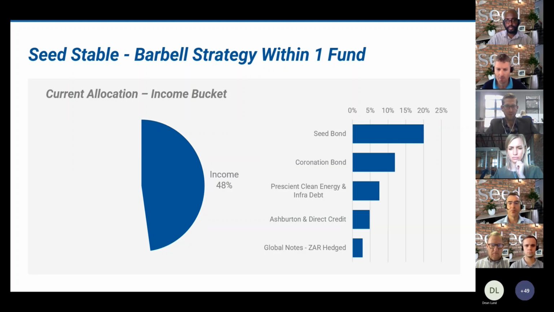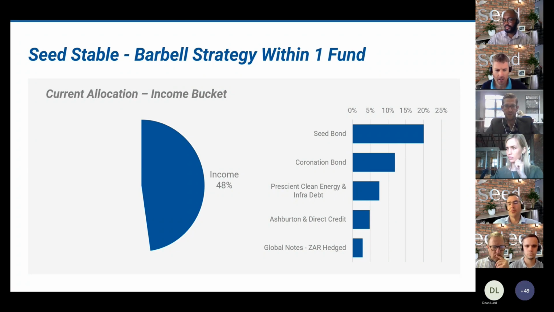As you can see, the two major building blocks in the income component are the two bond portfolios. The seed bond component invests into a portfolio of bonds that we can hold to maturity and generate regular high levels of income. The Coronation Bond Fund is a more actively managed bond portfolio. Together, these two account for around two thirds of the income bucket. The remaining third is spread between a few portfolios. They each generate high yields and diversify the assets across a range of strategies.